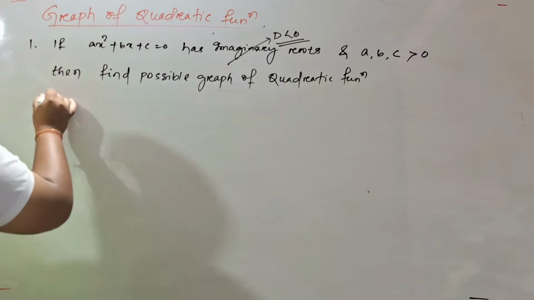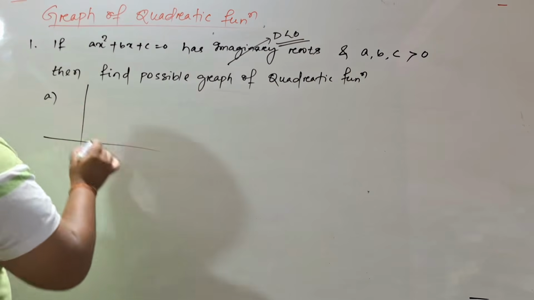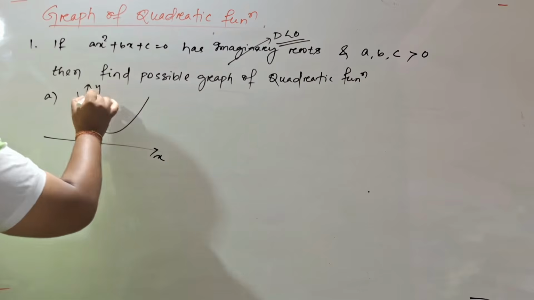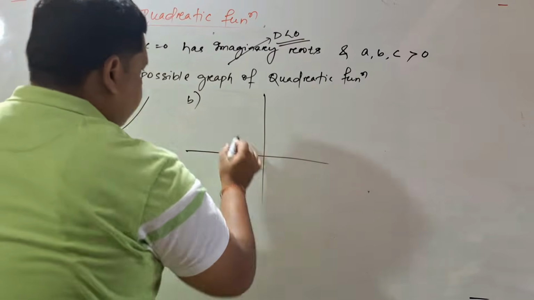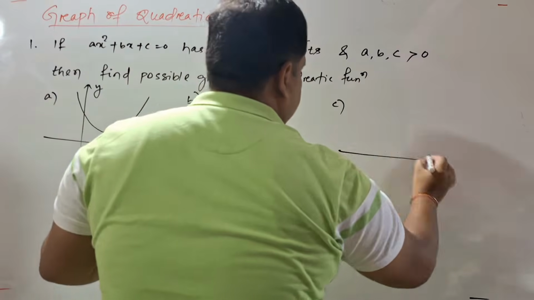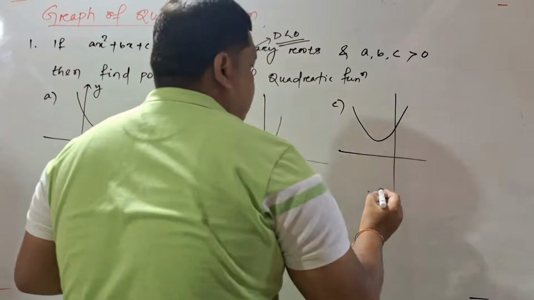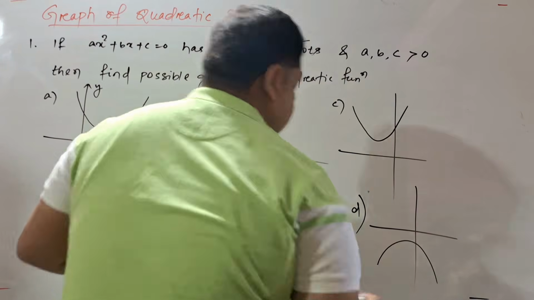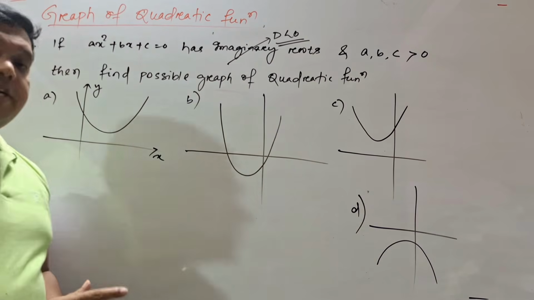Option A, I will give you 4 structures. First you try. This is the curve. Option B, option C, and option D here. Okay, which one is correct? First try.